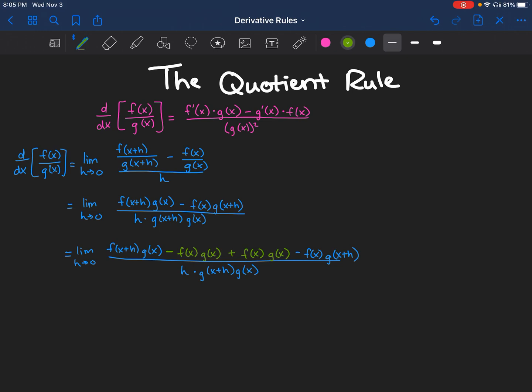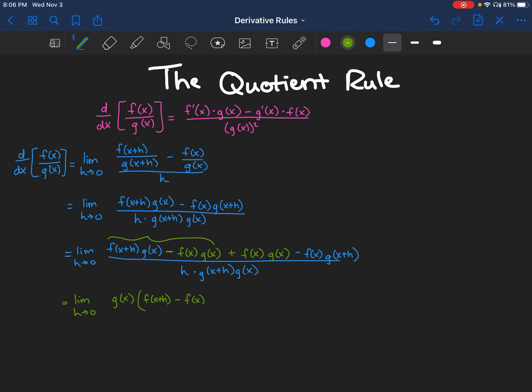So if I look at the first part of this fraction, I can factor out the g of x part, which is what I'm going to do. So let me write this down. Limit as h goes to 0, and I'll factor out the g of x first. And that should leave me with f of x plus h minus f of x.